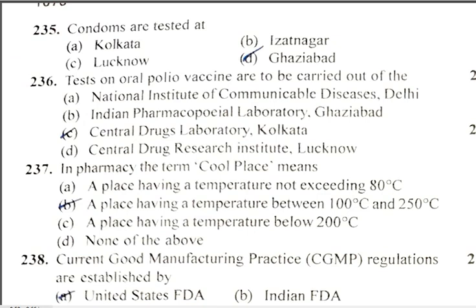Condoms are tested at Ghaziabad. Tests on oral polio vaccine are to be carried out at the Central Drug Laboratory, Kolkata. In pharmacy, the term cool place means a place having temperature between 100 degree and 250 degree Celsius. Current good manufacturing practice regulations are established by the United States FDA.